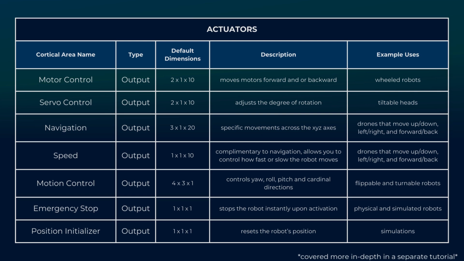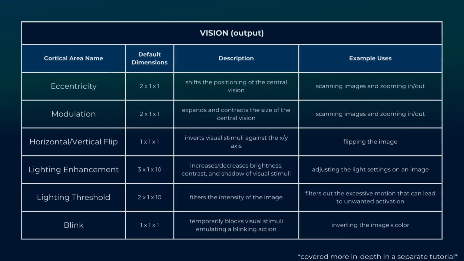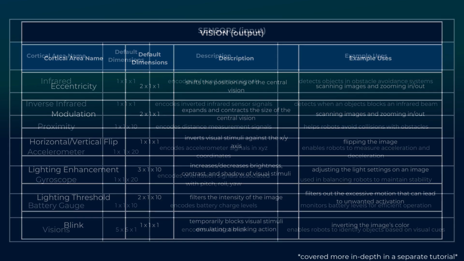Some actuators include motor control, servo control, navigation, speed, motion control, emergency stop, and position initializer. A robot's vision allows it to perceive its environment using configurations like cameras. The vision types include eccentricity, modulation, horizontal flip, vertical flip, lighting enhancement, lighting threshold, and blink.